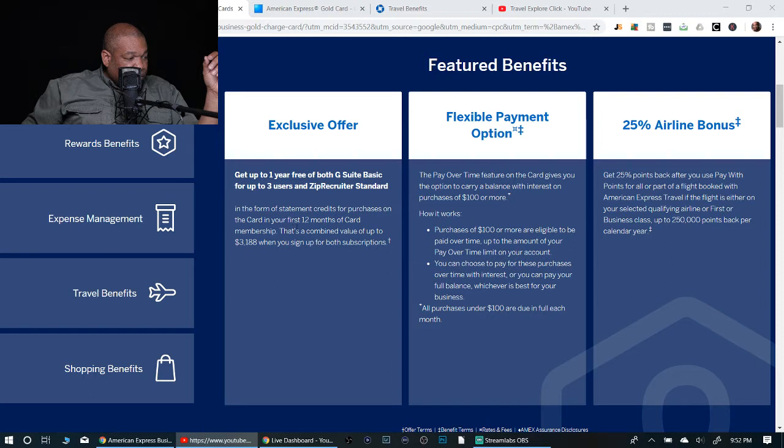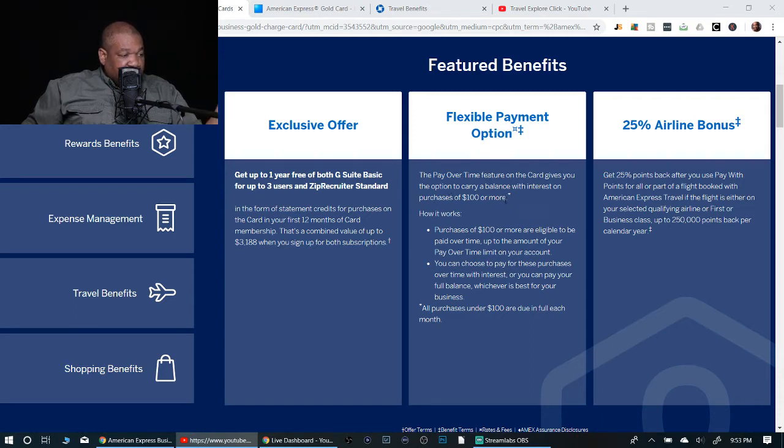Let's see, get up to one year free, both G Suite Basic for up to three users. Okay, so ZipRecruiter Standard. I don't know what this stuff is. This exclusive offer they're talking about here with the G Suite Basic, that's not something I'd probably use. I'm not even familiar with what that is. But that's definitely something specific to this card because I've never seen that before.